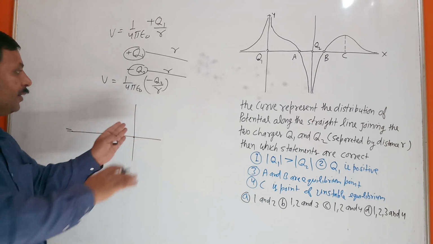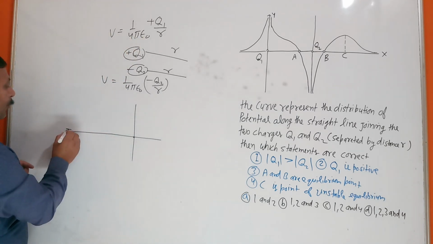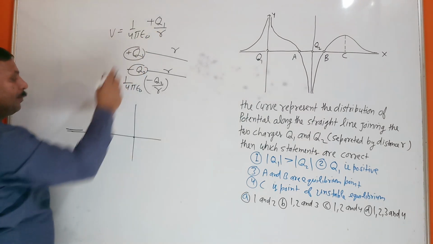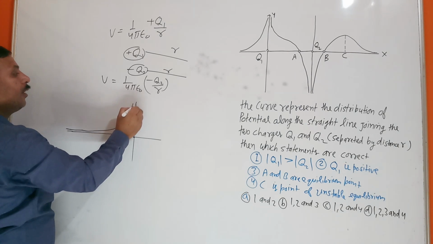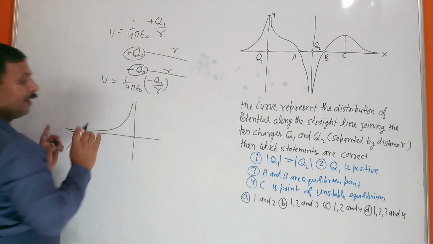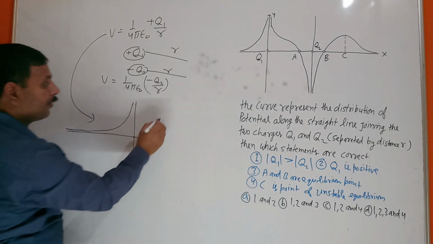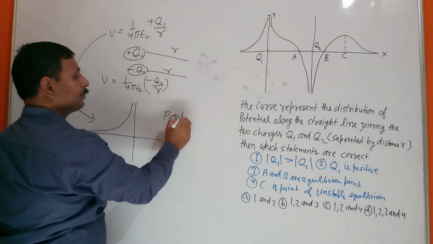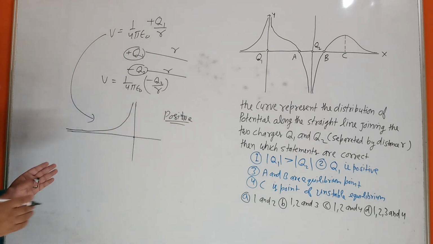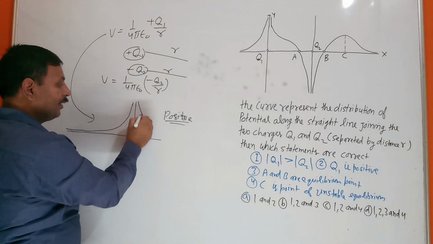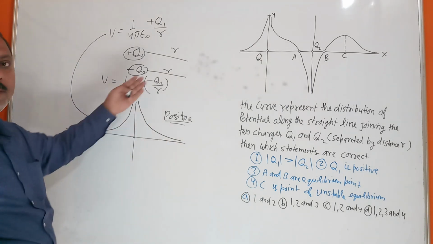If you are coming towards the positive charge, what happens? Its positive value will increase. The value is inversely proportional to R. So the graph will be like that. If you have taken a positive charge, the graph will be like that. For a positive charge, the potential graph will be like that. If you go in either direction, it is also like that. It means potential will always be positive.